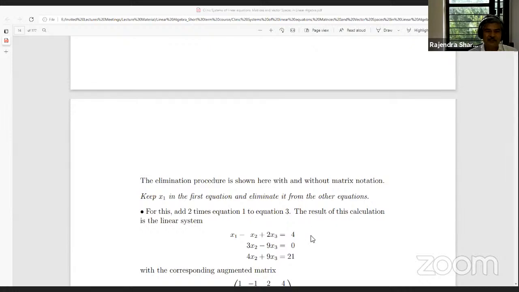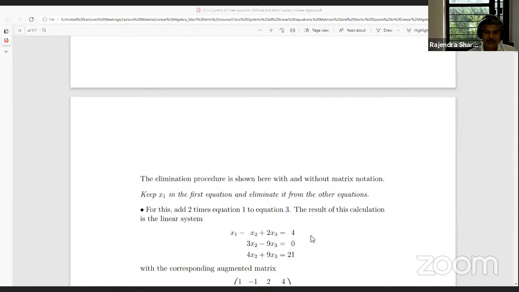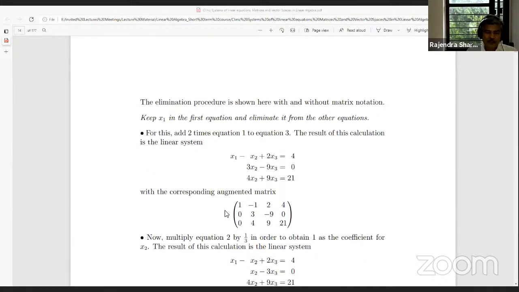The elimination procedure is shown here with and without matrix notation. What does it mean? We shall apply the same operations on the system of equations and on the rows of the corresponding augmented matrix and see what is happening. First, add 2 times equation 1 to equation 3. The result of this calculation is a new system of linear equations, namely x1 minus x2 plus 2x3 is equal to 4.